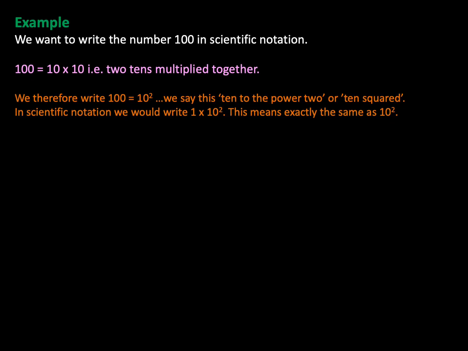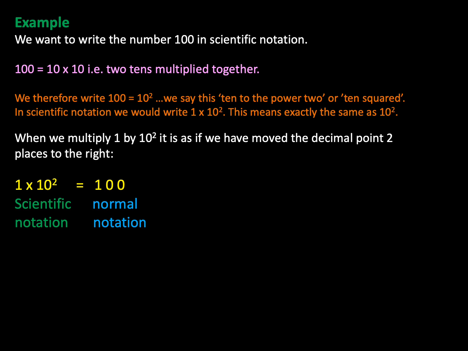Okay, let's do an example involving scientific notation. We want to write the number 100 in scientific notation. Now 100 is just 10 times 10. Now notice that we have multiplied 10 together 2 times. So to summarize that in scientific notation, we write the number 100 as 10 to the power 2, or you can say 10 squared. Very often in scientific notation, we might write 1 times 10 to the power 2, just to show that the only number multiplying onto the 10 to the 2 is a number 1, but it just means exactly the same as 10 to the power 2.